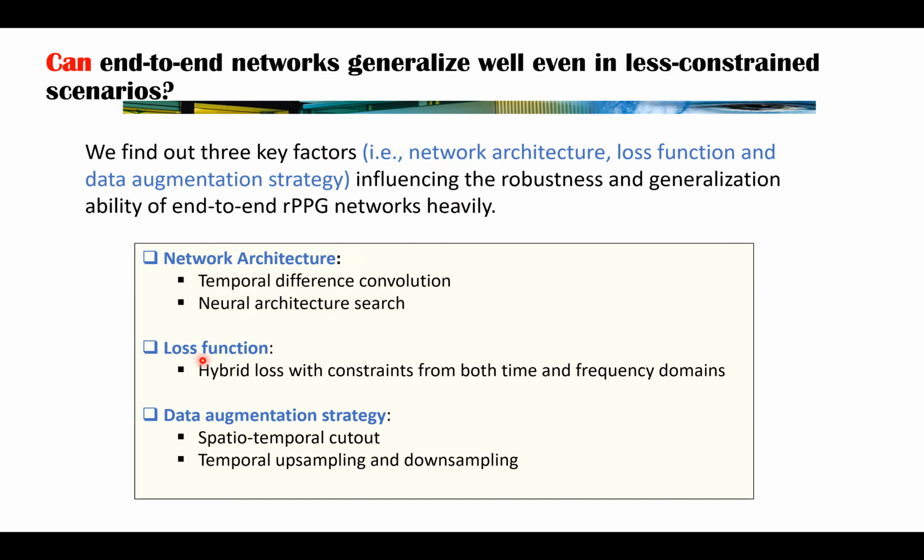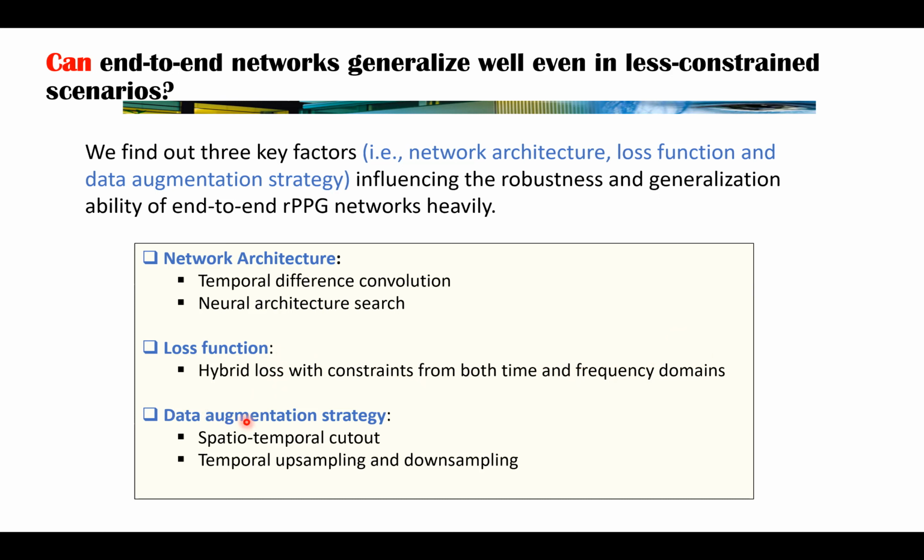Another is the loss function design. Previous work usually only considered a time domain or frequency domain constraint to supervise the neural network to learn rPPG cues. In this work, we propose a hybrid loss to combine these two domains together.